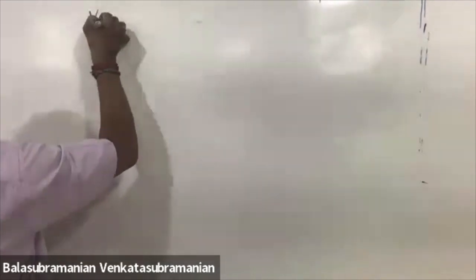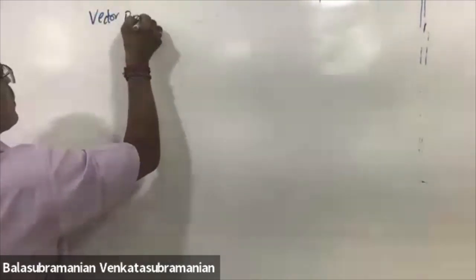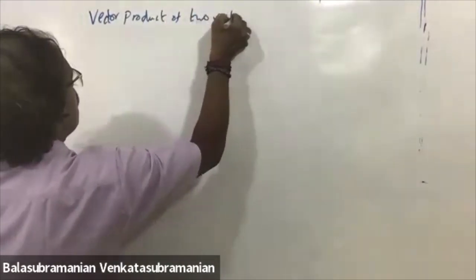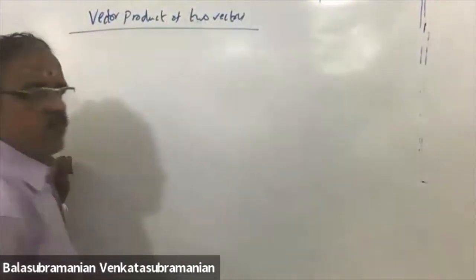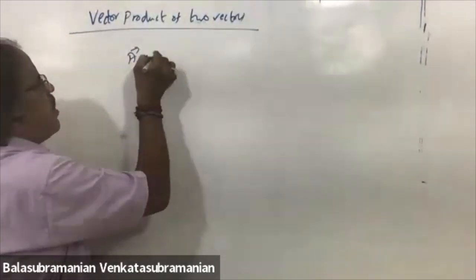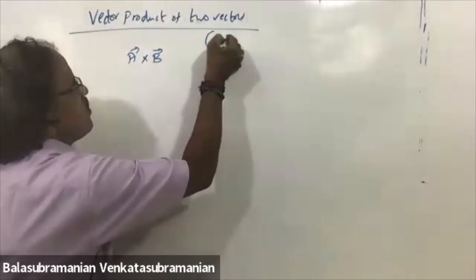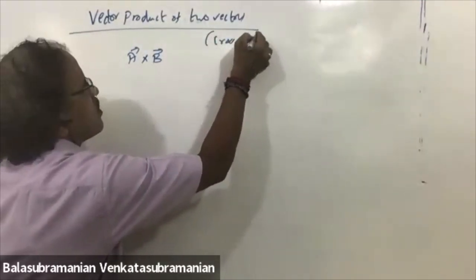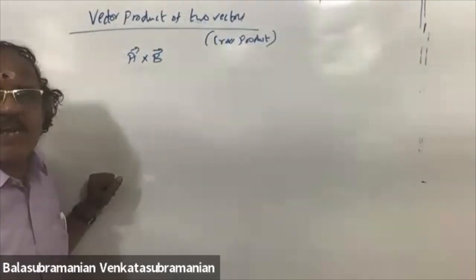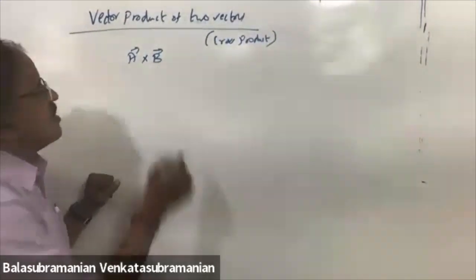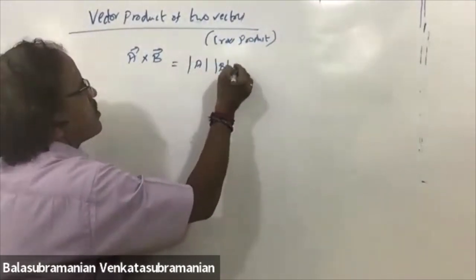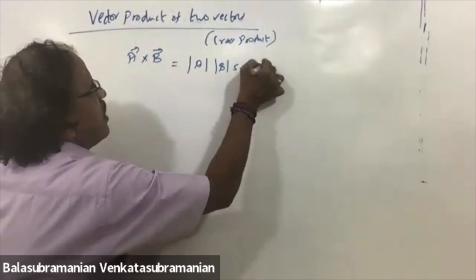Vector product of two vectors. Very important point here is A vector cross B vector. So this is otherwise known as cross product. A vector cross B vector is equal to modulus of A modulus of B sin theta n cap.